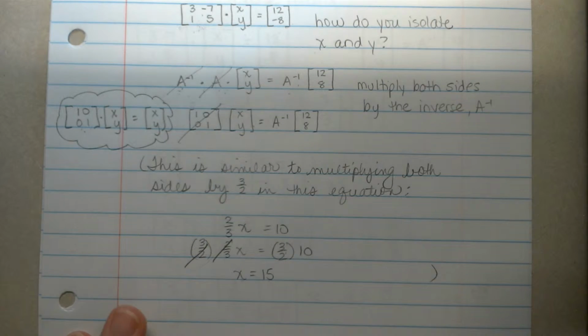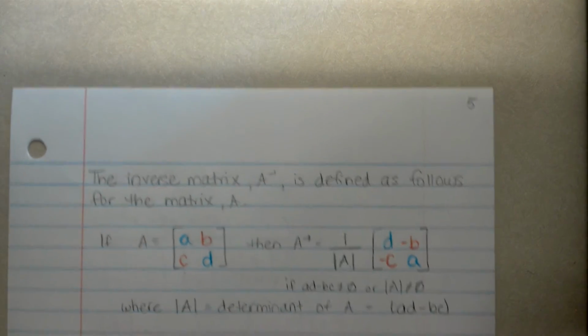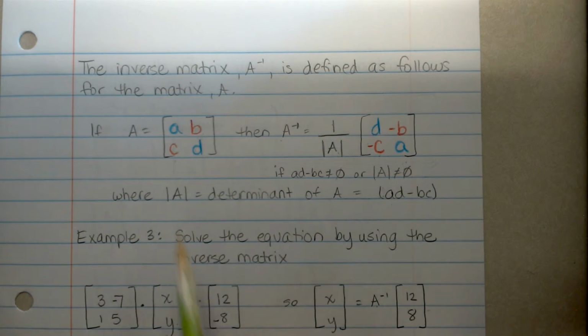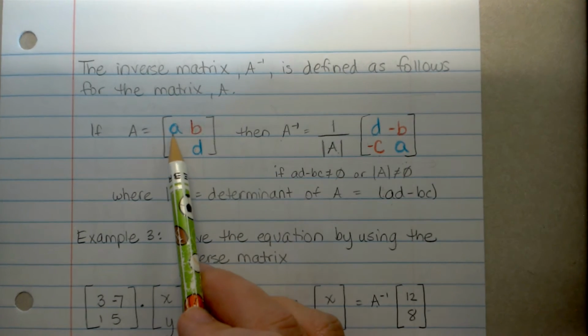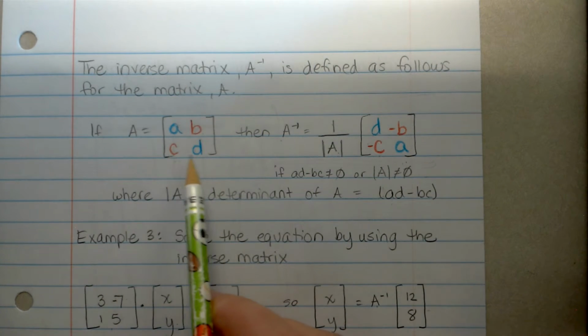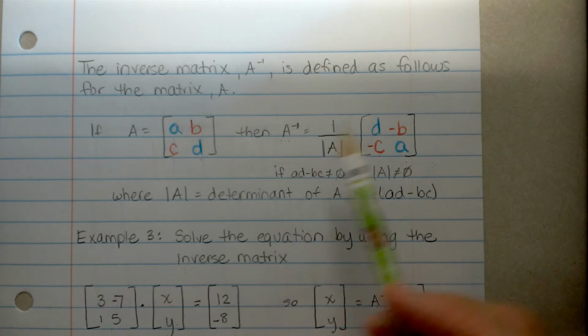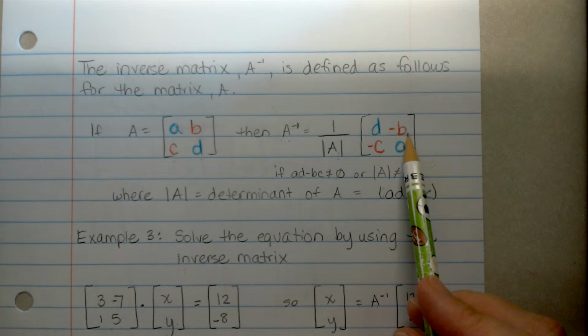We're doing a similar thing up here. Not dividing, but multiplying by the inverse. So how do I calculate the inverse matrix? Well, here is the formula. If I have a matrix A, it's a 2x2 matrix, where I have numbers in the position A, B, C, and D, then the inverse matrix is defined as 1 over the determinant of A times this matrix.